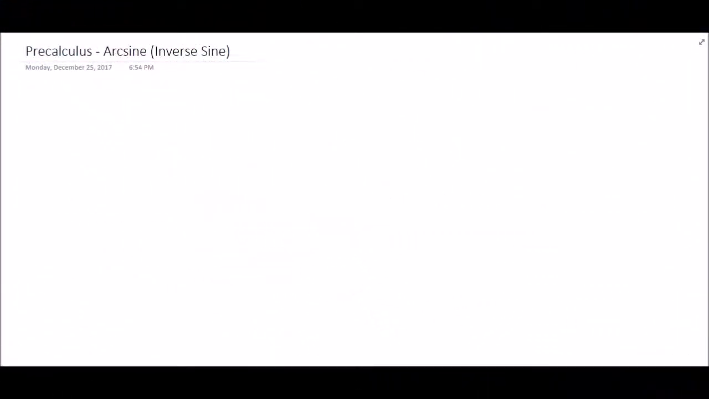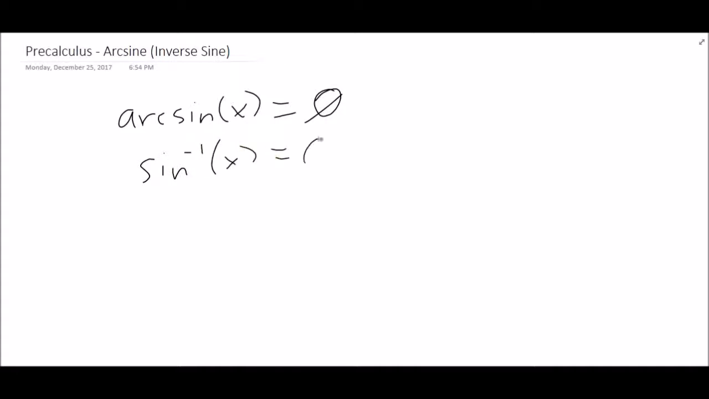Alright guys, so in today's episode we're going to be talking about a little thing called arcsine, which looks like this. Arcsine of x is going to give you theta. It also looks like this. These two forms are literally saying the same thing. They're both arcsine and they're both inverse sine. They're just a different way of writing the same thing.